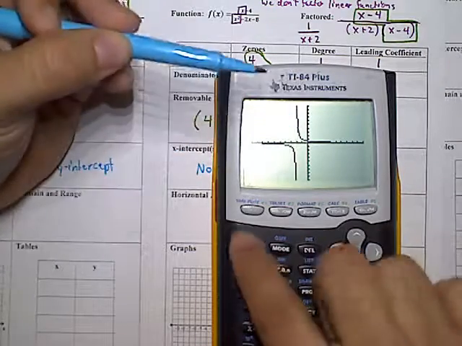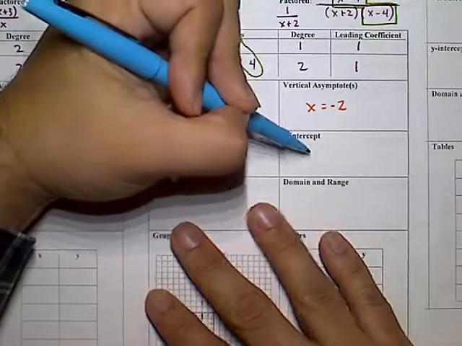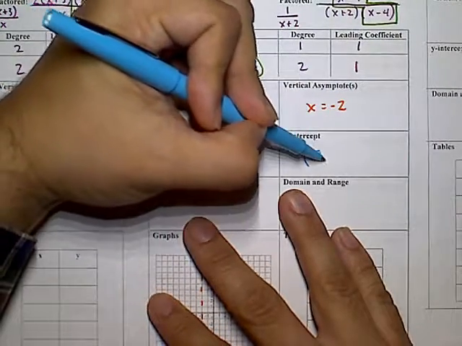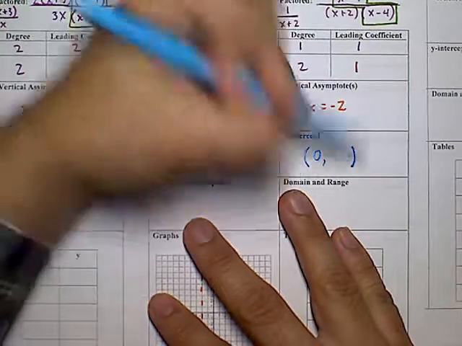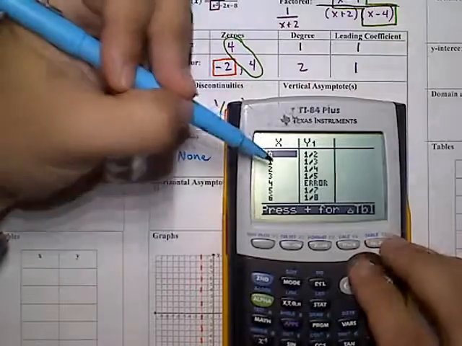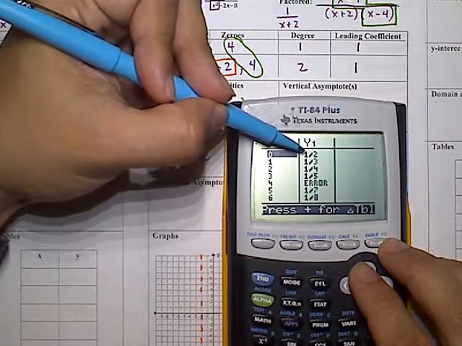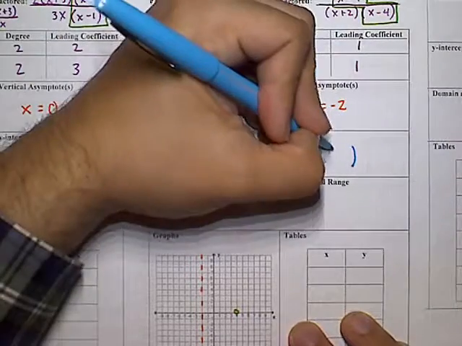To do that, I'm going to go to the table, second graph. Now, if it does have a y-intercept, it is always going to be 0, comma, some number. To find out what that number is, look at the table. The number that we have is 0 and 1/2. So 1/2 will be the y-coordinate.